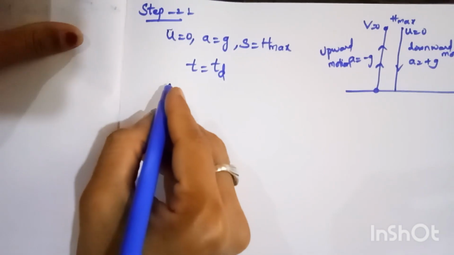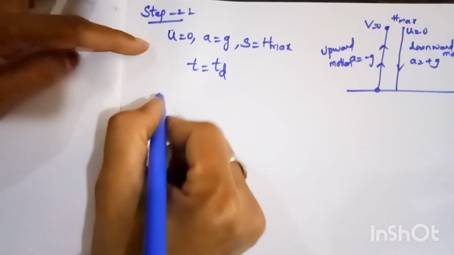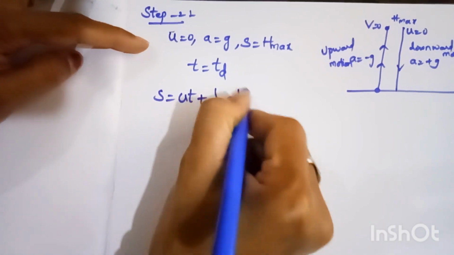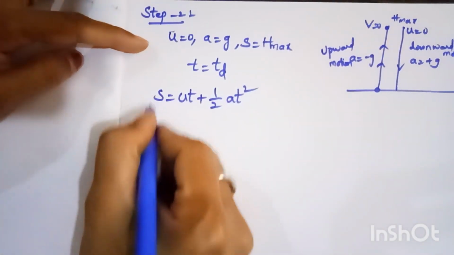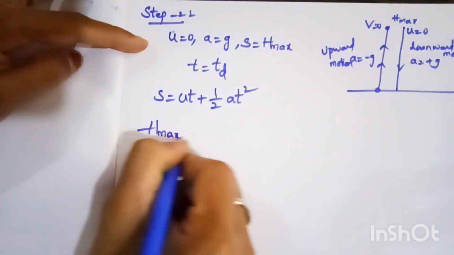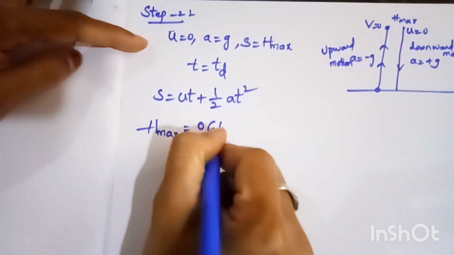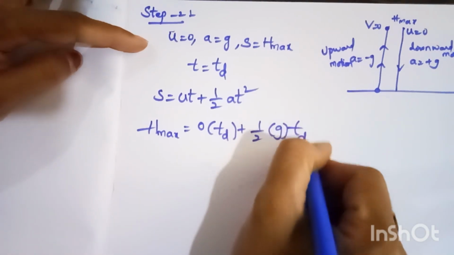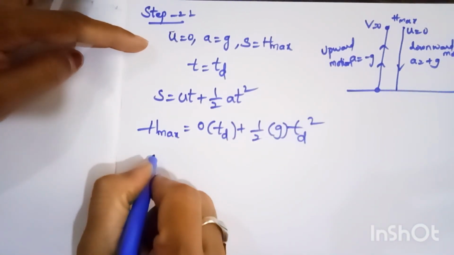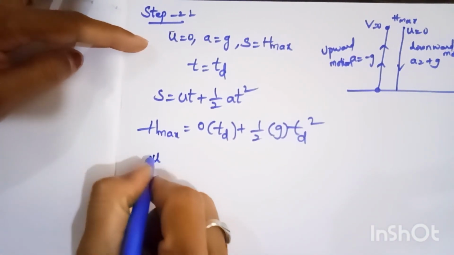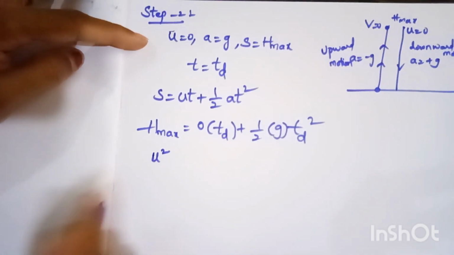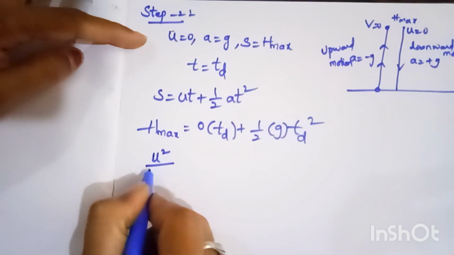So now we are going to calculate TD here. s equals to ut plus half at square. Substitute these values here. s equals to h maximum, and u equals to 0, into td, plus half a, which is g here, and td square. We know the value of h maximum from step 1, that is u square by 2g.